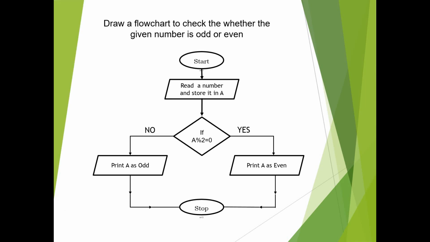Here is a flowchart to check whether the given number is odd or even. How do we do this?